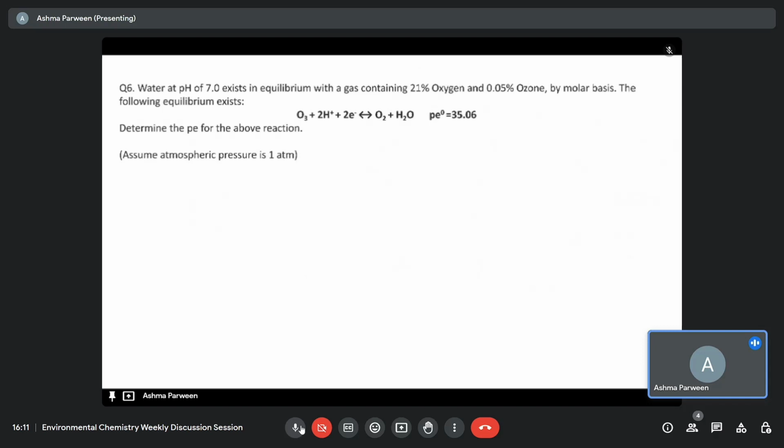The question is: water at pH of 7 exists in equilibrium with a gas containing 21% oxygen and 0.05% ozone on a molar basis. The following equilibrium exists and the corresponding pE naught value is given. We have to determine the pE for the above reaction. Assume atmospheric pressure is 1 atm. So we have to solve this question to find the value of pE for the given reaction. I'll give you 5 minutes. Just take your time and try to solve this question.